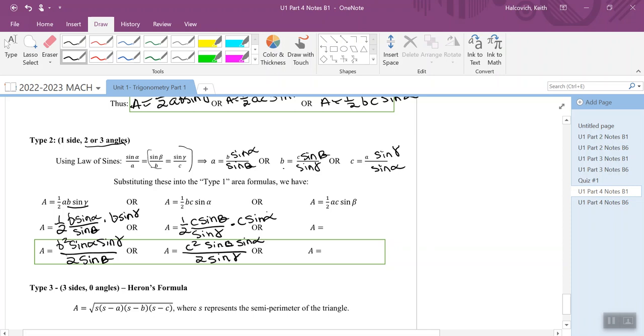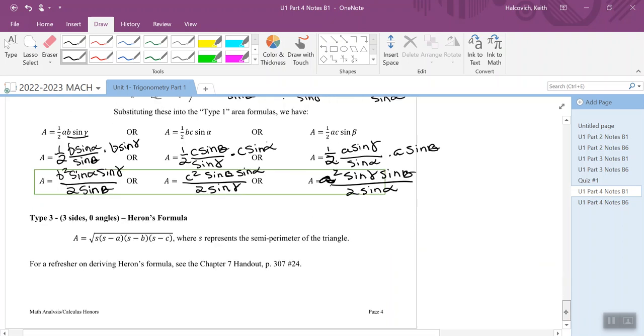And over here, we're going to substitute in for the C. So it's going to be 1/2 A sine gamma over sine alpha times A sine beta. So it's going to become A squared sine gamma sine beta over 2 sine alpha. So those are three area formulas if you know one side and two angles.